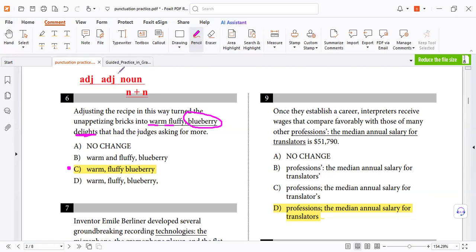Like this example, look. Adjective, adjective, and then the compound noun. We don't use punctuation between the adjectives and the noun. Here, we don't need punctuation. Here, comma or "and", so the comma is unnecessary. Wrong. Common mistakes. Here, a comma, because there are two adjectives. Check: are they two adjectives? Yes, warm and fluffy. Both of them modify the blueberry. Yes, correct.